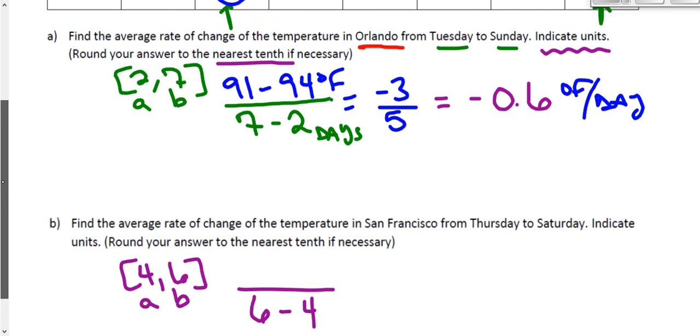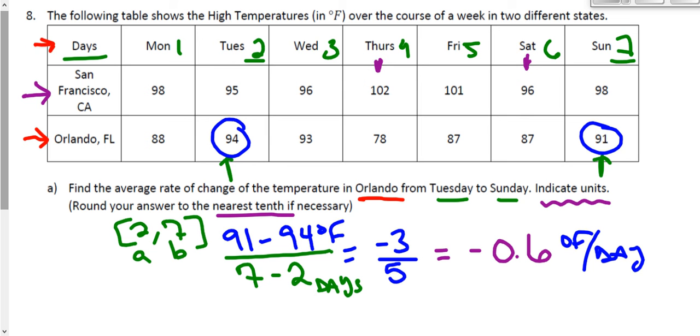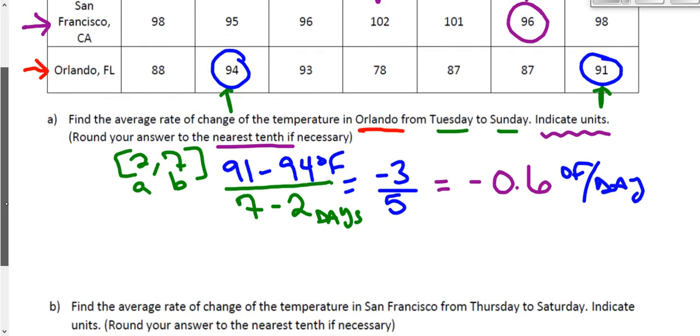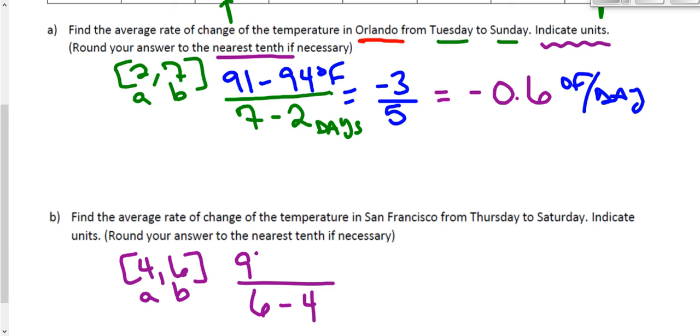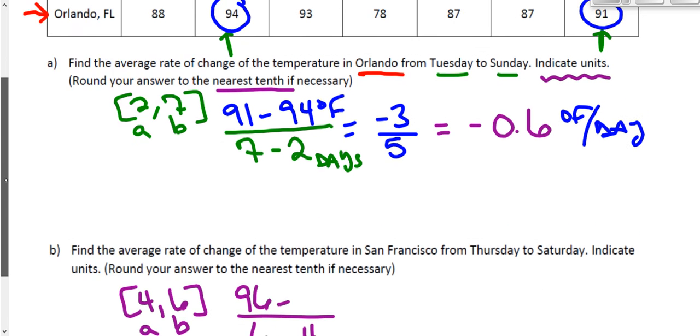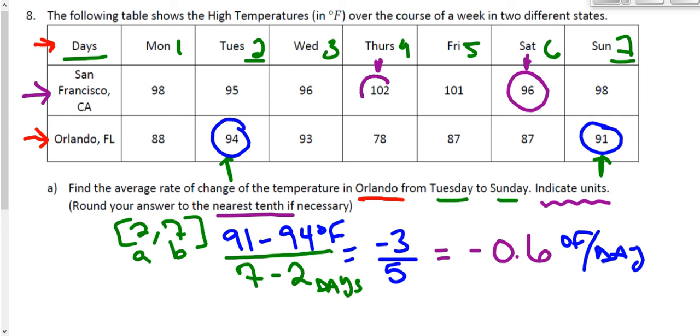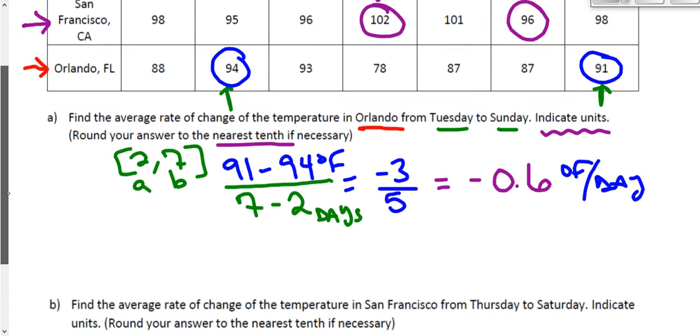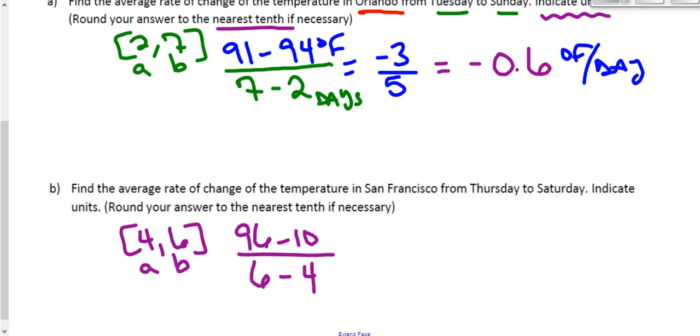To find my numerator, I have to do f of 6 minus f of 4. F of 6 is the number 96, because again, we're looking in the San Francisco column, 96. And f of 4 is going to be the output here on Thursday, which is 102. Now we're ready to go ahead and calculate this rate of change. So 96 minus 102 is negative 6. My denominator, 6 minus 4, is 2, which gives me the rate of change of negative 3.